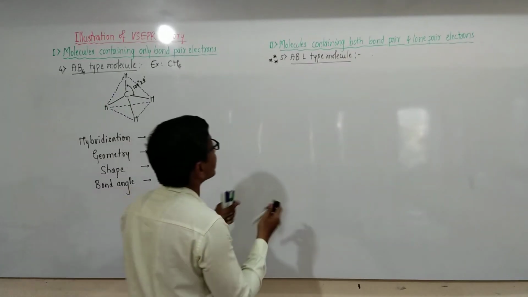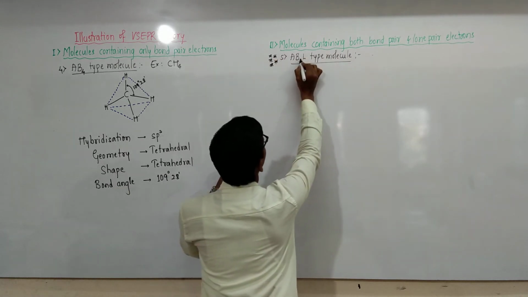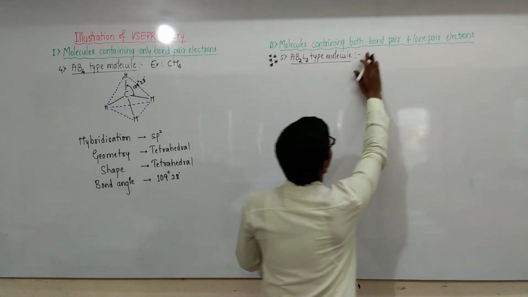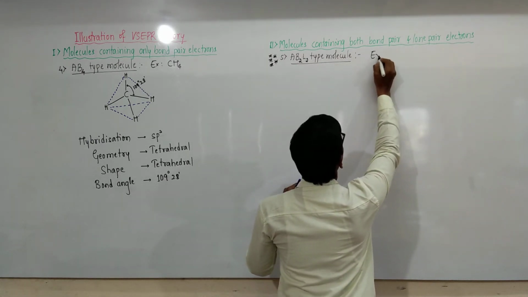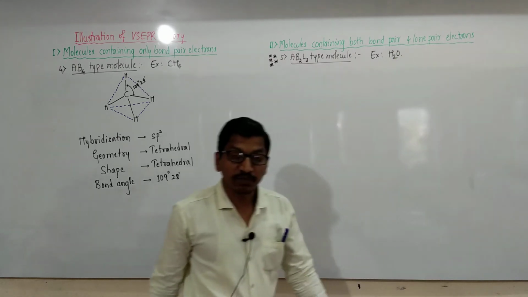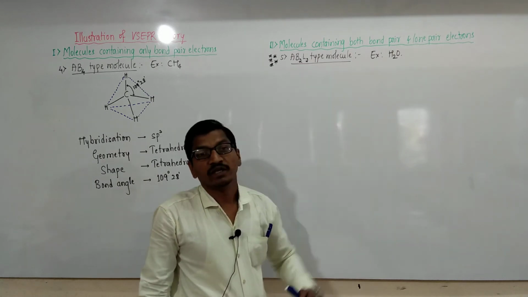Next example, that is also very, very important. AB2L2 type of molecule, and example is water. Explain the formation of water molecule on the basis of VSEPR theory.